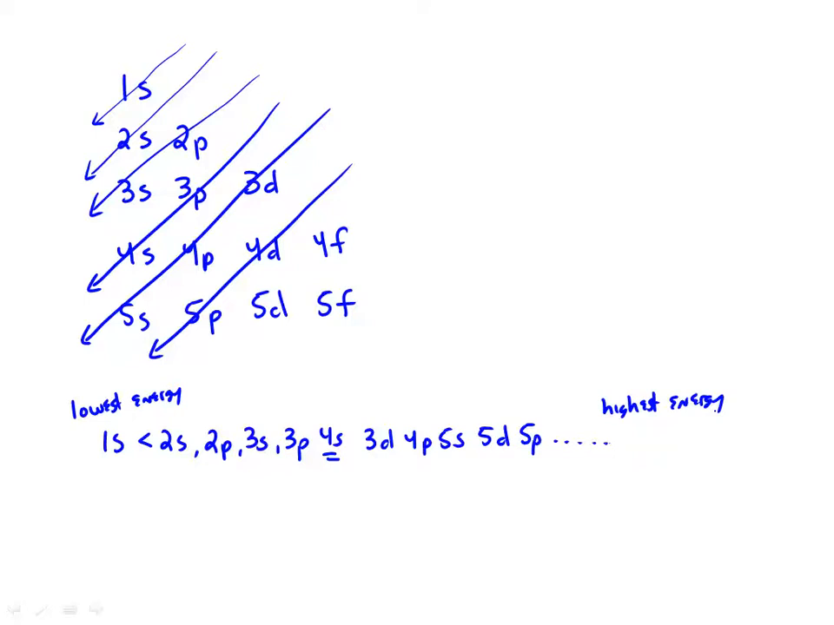Okay, so we're building our periodic table. We're looking at where the electrons are. We've got a couple rules that we need to have to explain where all the electrons are. These are sometimes called the Aufbau principles.